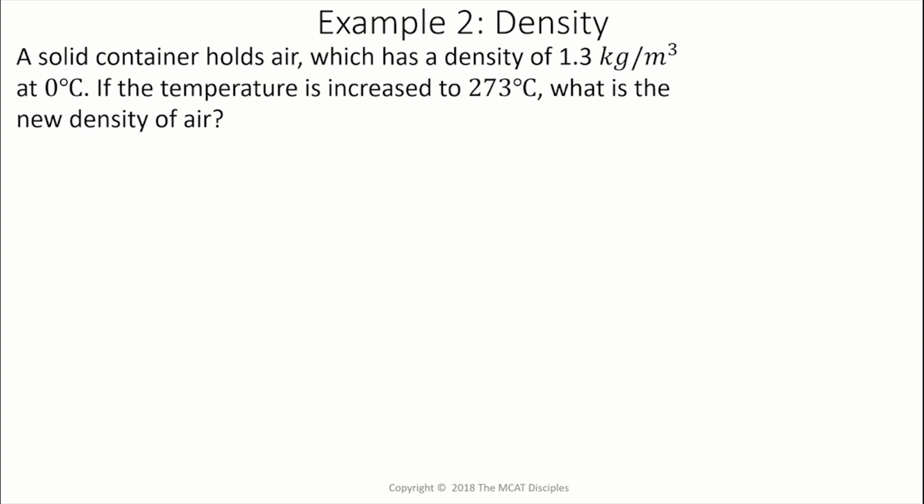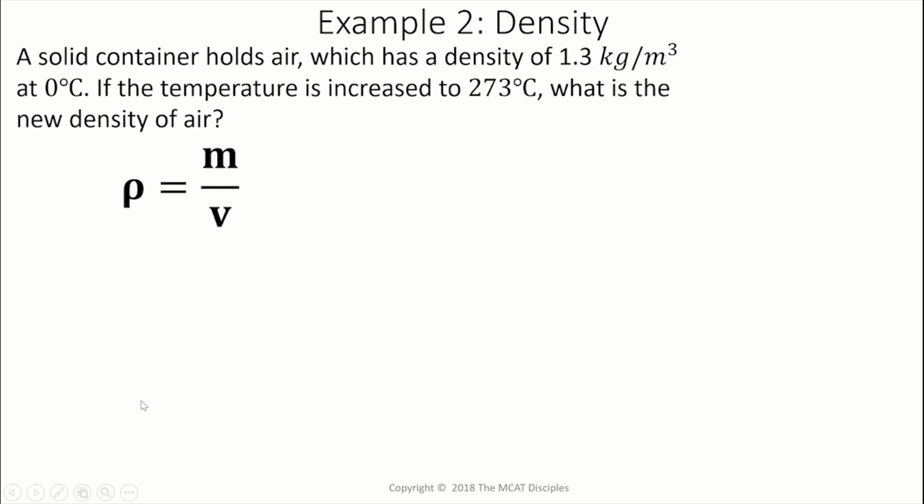So here's another example. A solid container holds air, which has a density of 1.3 kilograms per meter cubed at 0 degrees Celsius. If the temperature is increased to 273 degrees Celsius, what is the new density of air?